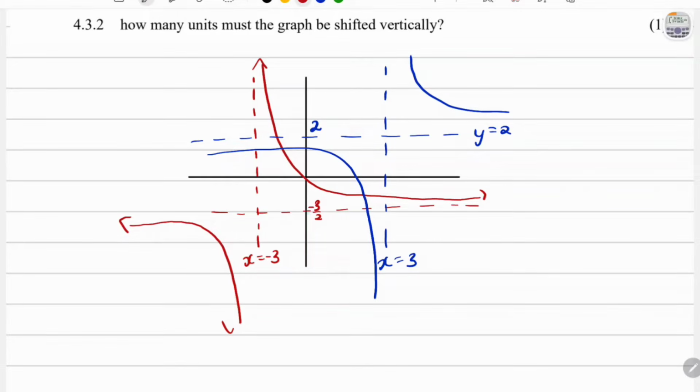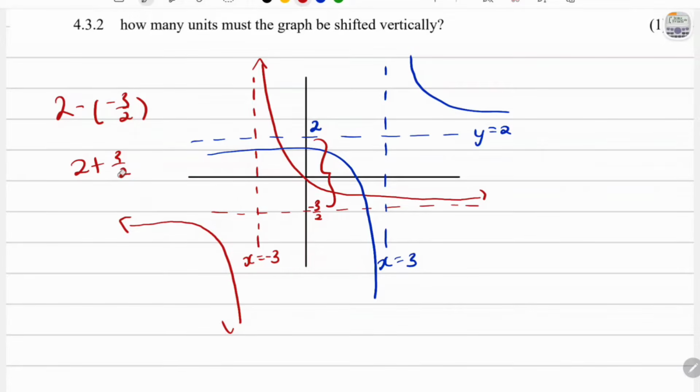For this to shift from here all the way to 2, you need to move the graph. How? You could literally count them, but you could also just find this little distance here. That will be the amount of units you needed to shift this graph, and we can clearly see that it's moving up. So you could just say highest minus lowest. What is 2 minus -3/2? That becomes a plus, so that's really 2 plus 3/2.